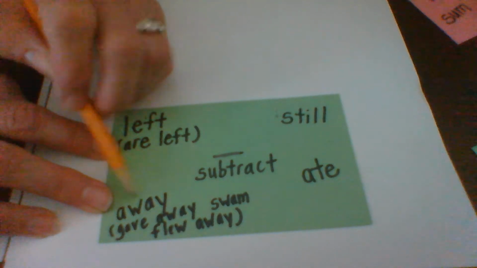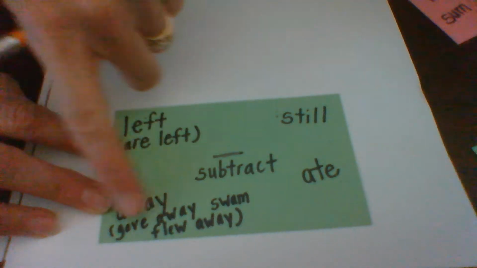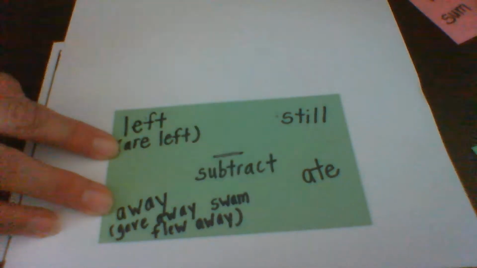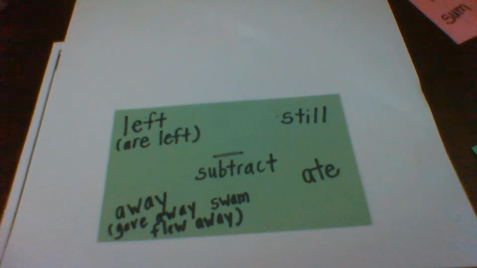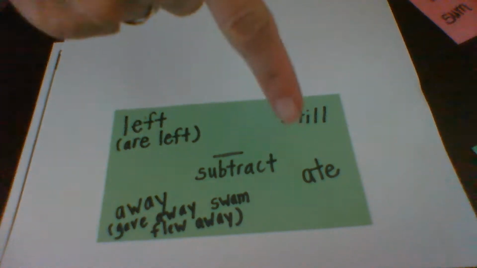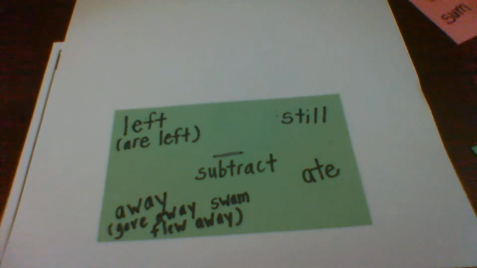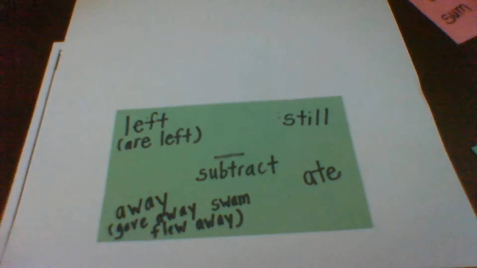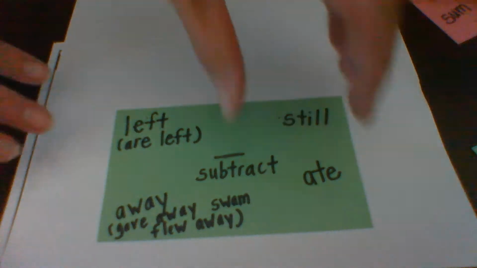Away, right? You may have somebody that went away, they gave away, or they flew away, or they swam away, right? Away means they're leaving the spot, so your number is probably going to be less. And if you're talking about food, it could be that they gave away their food to a friend, or it could be that they ate it, right? So those are good clue words that tell us Miss Sally Subtraction is around, she's taking away, and your number is going to get less.